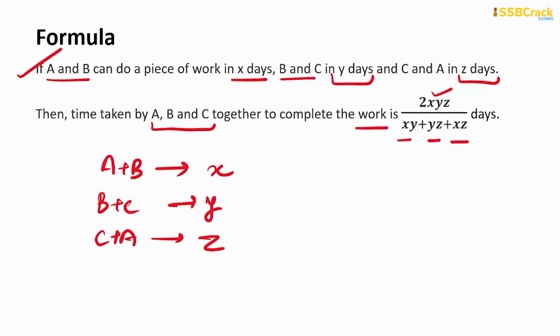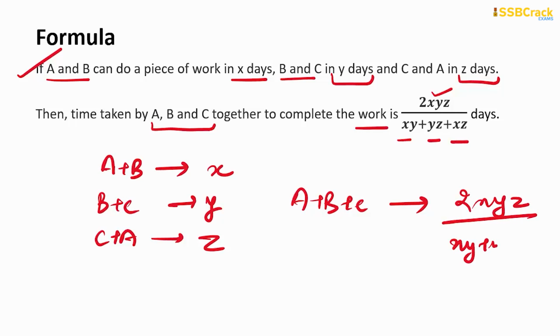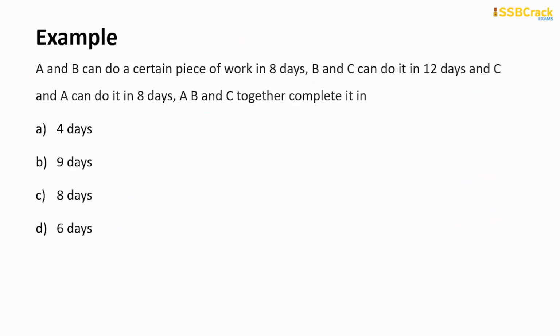Now we are required to find the together time of A, B and C. So A plus B plus C will complete the same work in 2xyz upon xy plus yz plus zx days, right? So if you remember this formula, you can easily solve this type of question. So let's take an example based upon this formula.